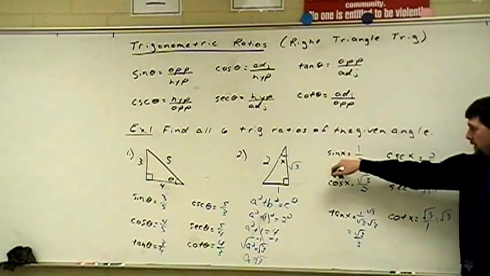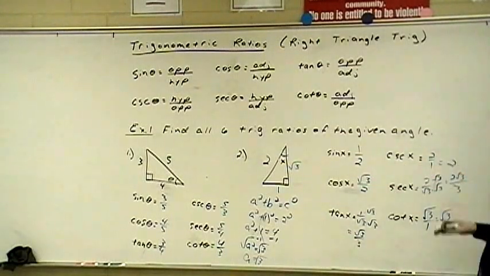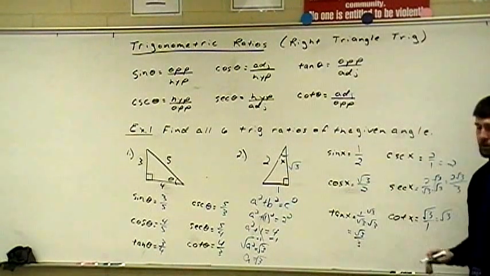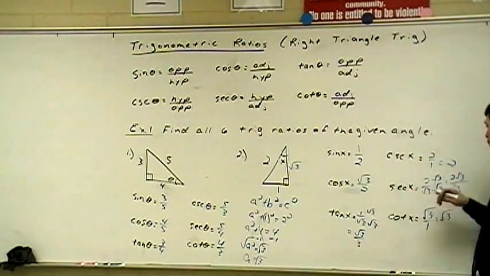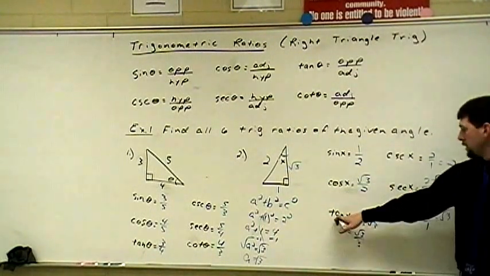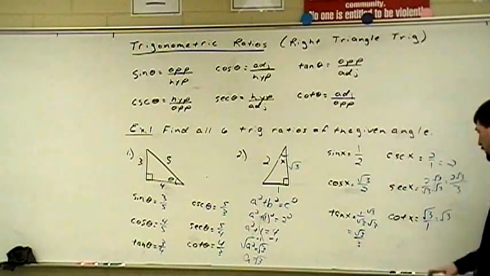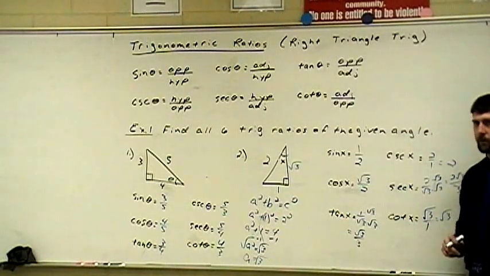So we get sine of x equals 1/2, cosecant of x is equal to 2. Cosine of x is square root of 3 over 2. Secant of x is 2 square root of 3 over 3. Tangent of x is square root of 3 over 3. And cotangent of x is equal to square root of 3.